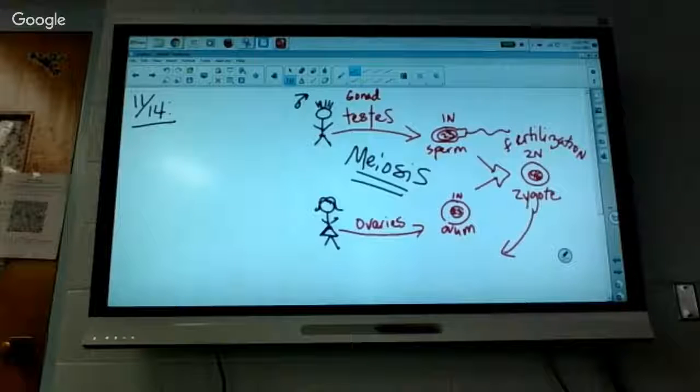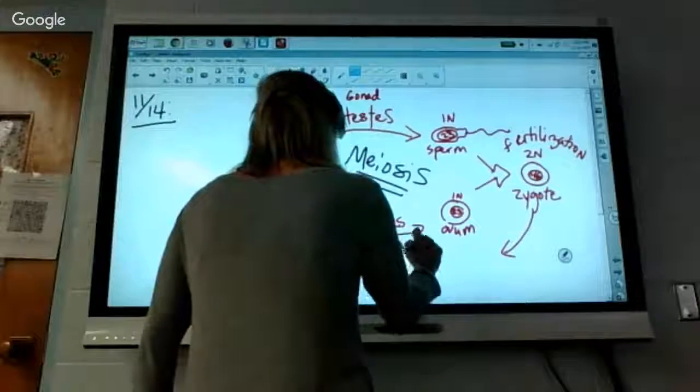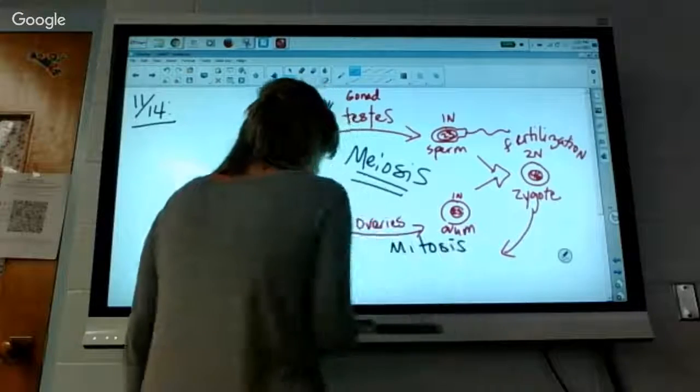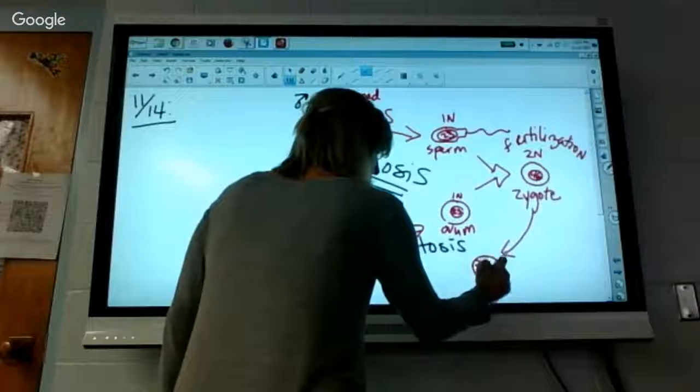Because now DNA is going to double and now it divides. DNA doubles and now it divides. It's not meiosis, but mitosis. Yeah, and that's going to be mitosis, all of this. So you're a little ball of cells because DNA doubled and then it divided.